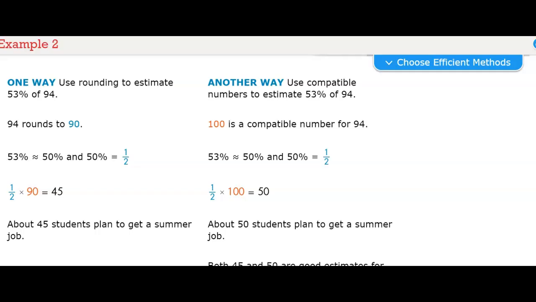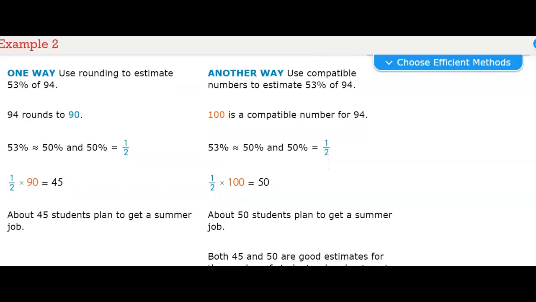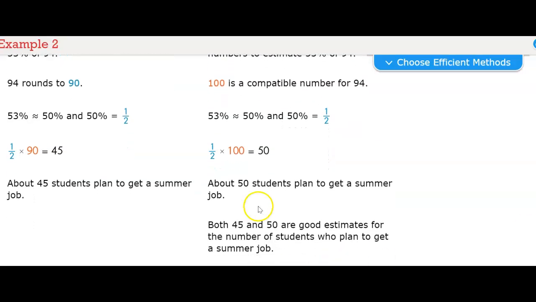Another way is to use compatible numbers. So we can use 100 for 94 and 50% again for 53%. And then you multiply half of 100, which is 50. So about 50 students plan to get a summer job. Both 45 and 50 are good estimates for the number of students who plan to get a summer job.